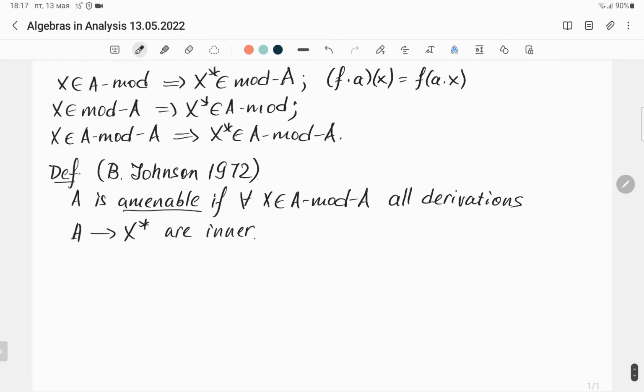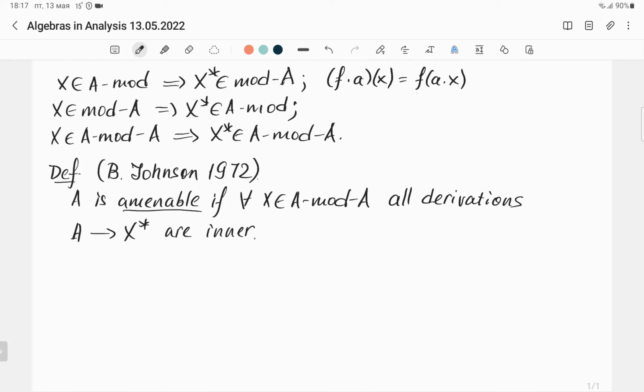Amenability of Banach algebras is probably one of the most important, popular, and well-studied Banach algebraic properties. And it has many applications in, for example, harmonic analysis, operator algebra theory, representation theory, and in some neighboring fields of mathematics.